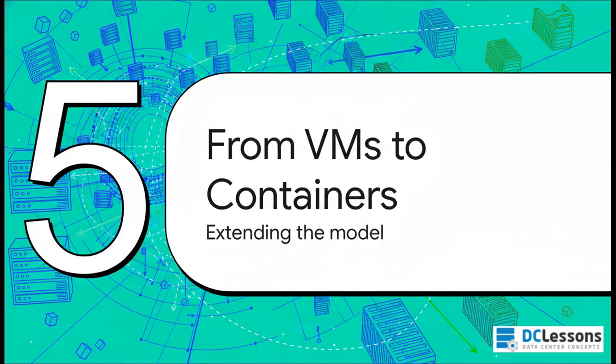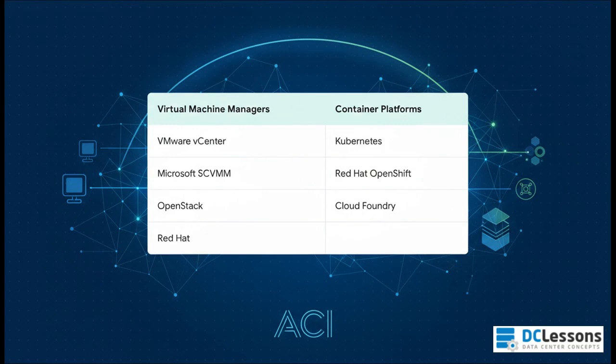Zero. Now, this model is obviously super powerful for virtual machines, but we all know modern applications are being built more and more on containers. So the question is, does this unified policy model extend to them too? And the answer is a resounding yes. You see, this integration isn't just locked into one platform. ACI supports all the major VMMs, like vCenter and SCVMM, but it also extends this exact same model to container orchestrators like Kubernetes and OpenShift.